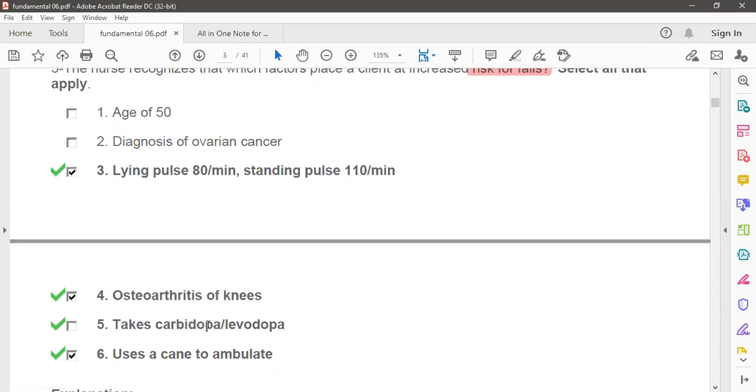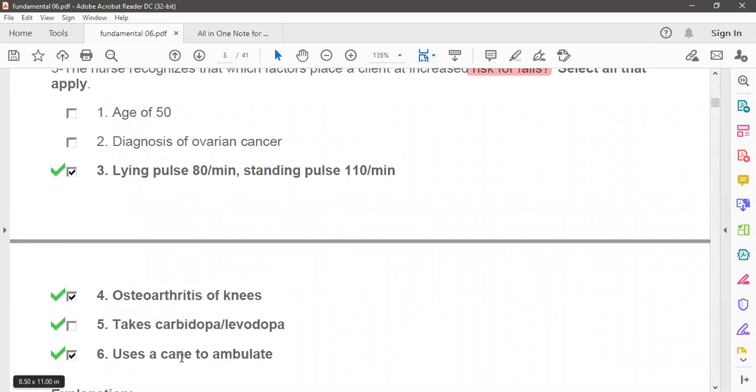Take carbidopa and levodopa. So number 5, you need to think a little bit and find out. Carbidopa and levodopa, who takes it? The patient who is diagnosed with Parkinson disease. So Parkinson patients have gait abnormality, and they have a chance to fall. Also, carbidopa and levodopa can cause drowsiness and dizziness, increasing the chance of fall.